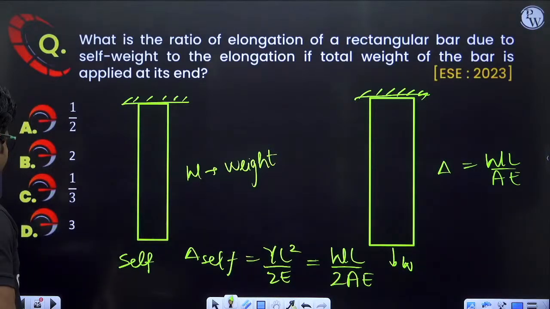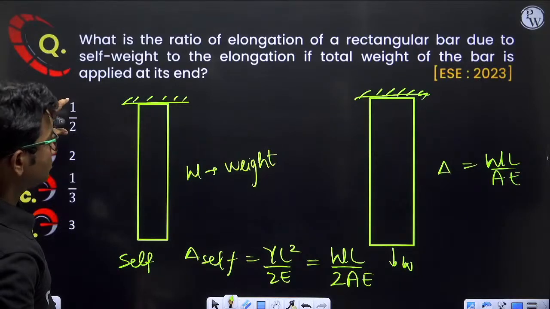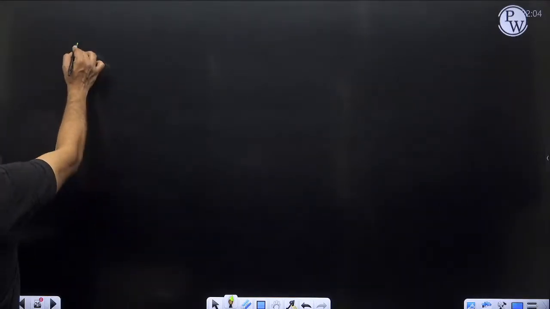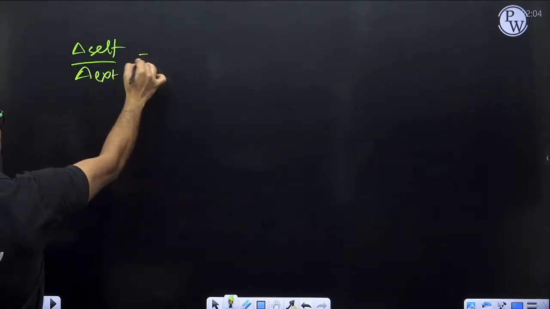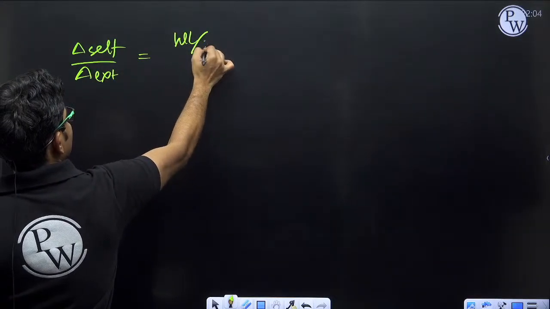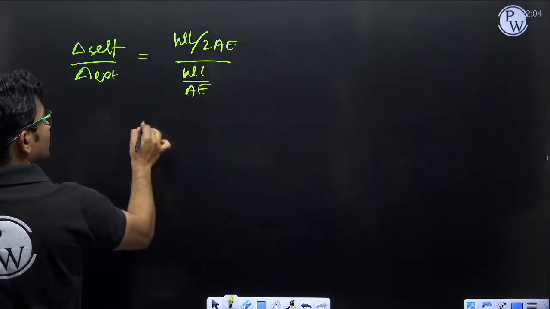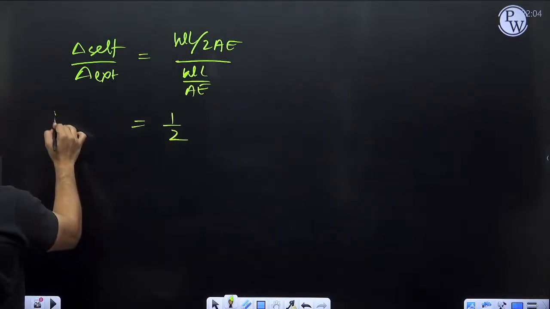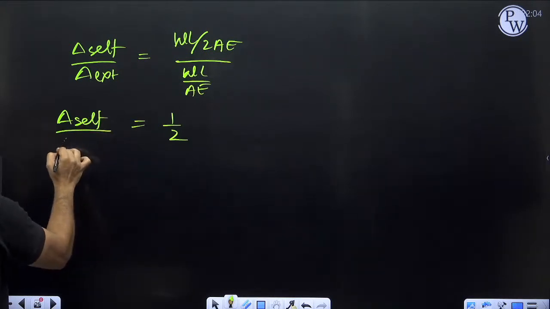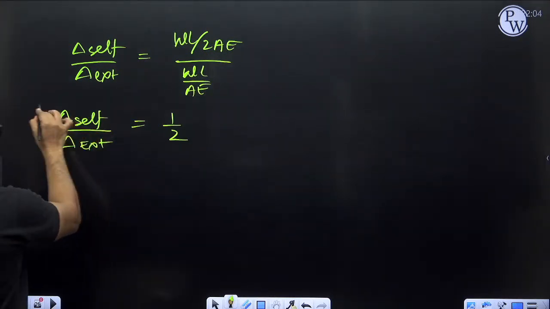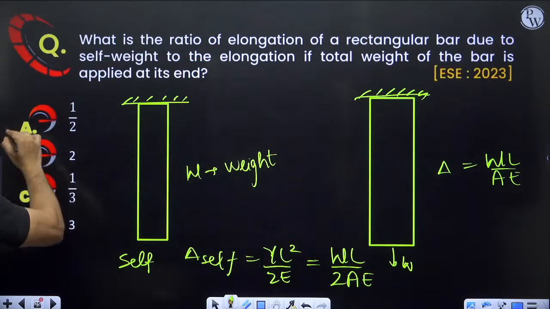So what is the ratio? Ratio will be delta self divided by delta external load. It will be equal to WL upon 2AE divided by WL upon AE, that will be equal to 1 by 2. So delta self divided by delta external will be half. Correct answer will be option A.